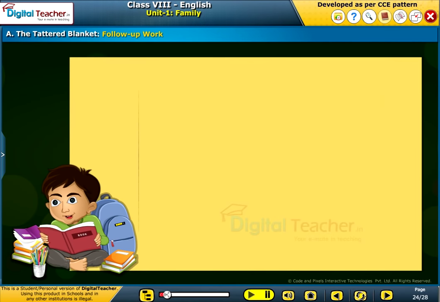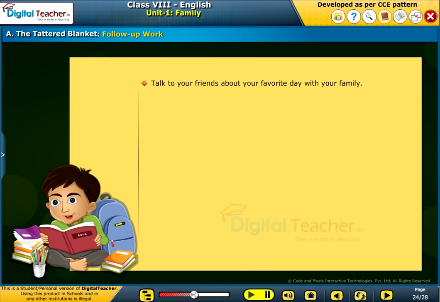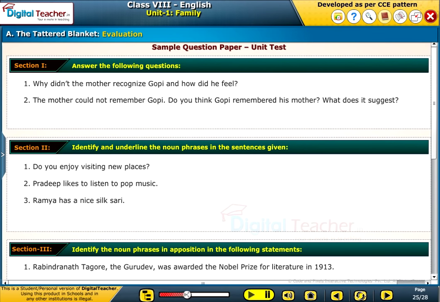Follow-up work. Take up the following activities. Collect the photographs of your family members and build a family tree. Take the help of the reference image. Talk to your friends about your favorite day with your family. Take an English newspaper. Read the news and underline the words which you feel difficult to understand and look up their meaning in the dictionary. Read a story or news and identify all the noun phrases. Check your understanding of the lesson by taking up the mock unit test.